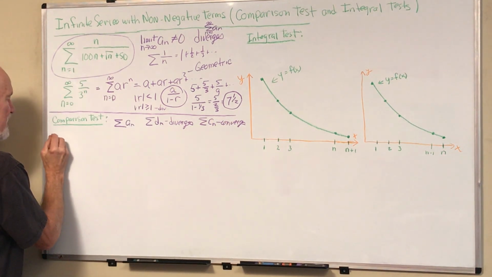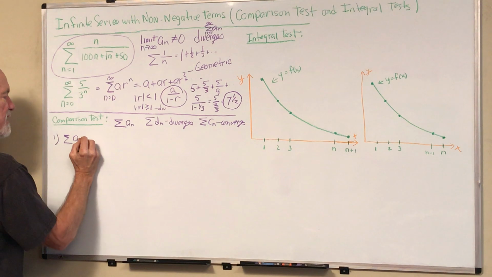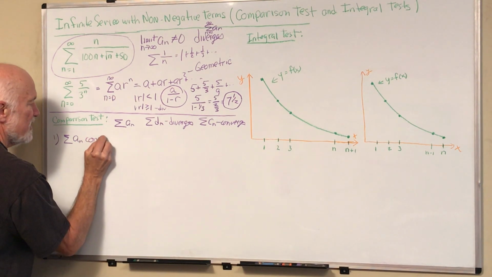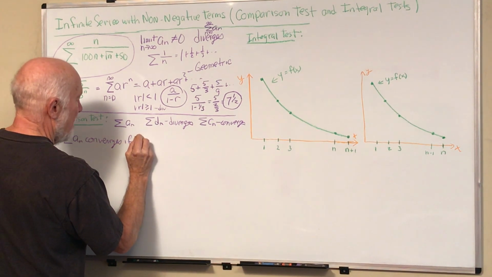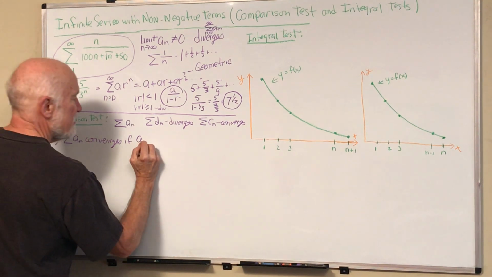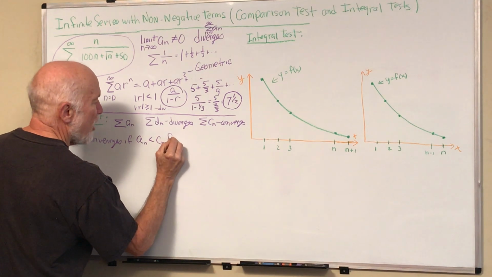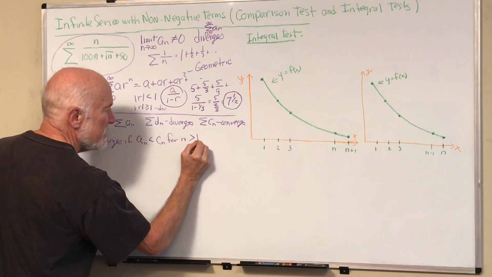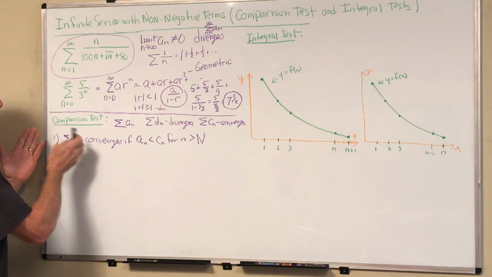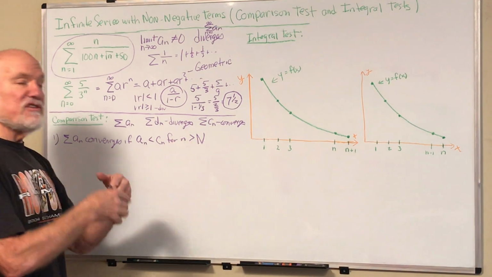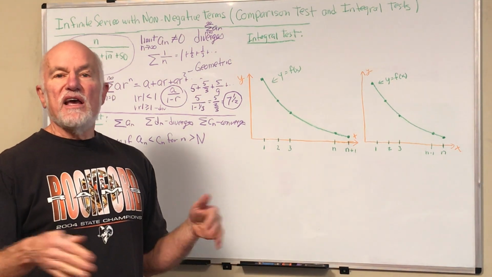So I can say that the series A sub n converges if the values of A sub n are less than the values of C sub n for all n greater than some big number N. So basically what we're saying is the first big N terms don't really matter as far as convergence goes. The first 1,000,000 terms are going to add up to something.